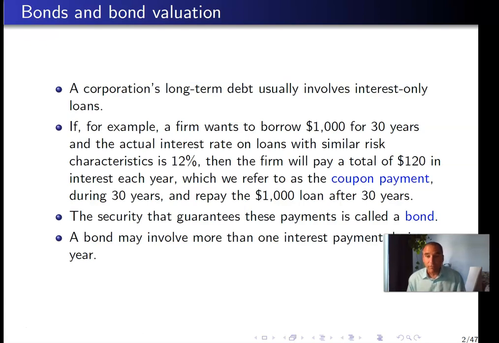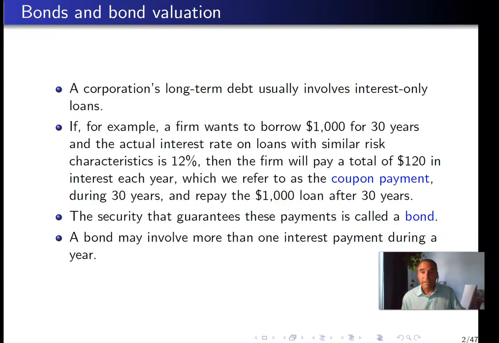When a government or a firm borrows money, usually they get the money up front, and over the life of the loan, they will only pay interest until the maturity date of the loan, where they will repay the amount of money borrowed. So if a company borrows $1,000 with a 12% annual interest, the company will make a total of $120 in interest payments in a year, and will repay the $1,000 at the end of the life of the loan.